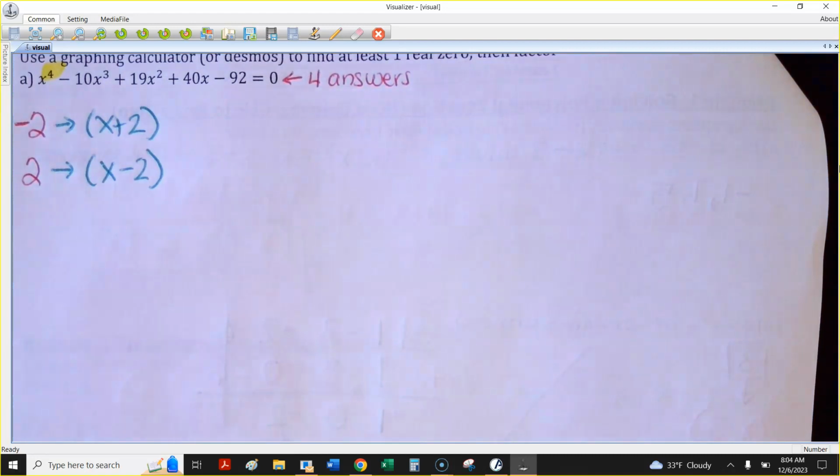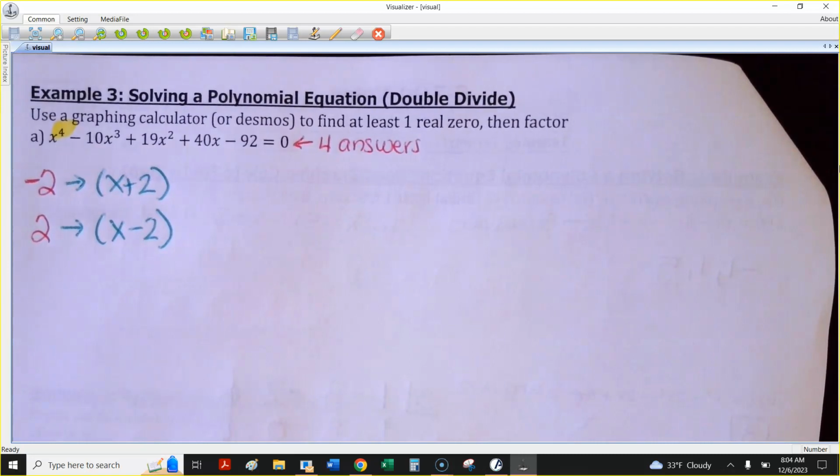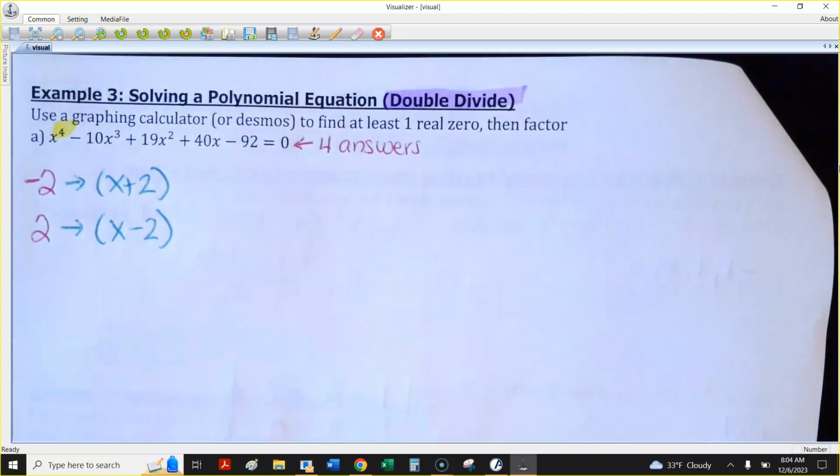All right, I didn't really read this to you, but if you look at the actual title of the example, it says right in here, you're going to double divide. So basically I'm going to break this polynomial down, and we're just going to do the process. You can use synthetic or long division, but we're going to do it twice.